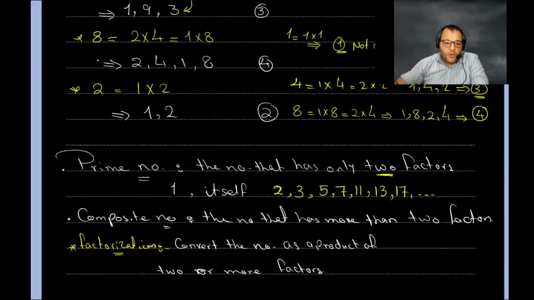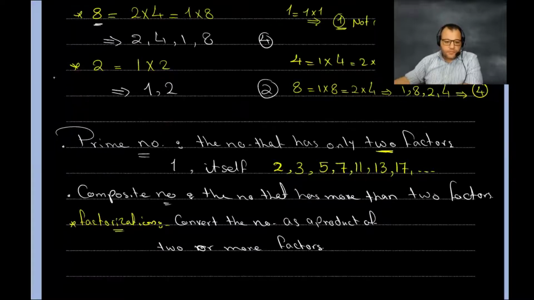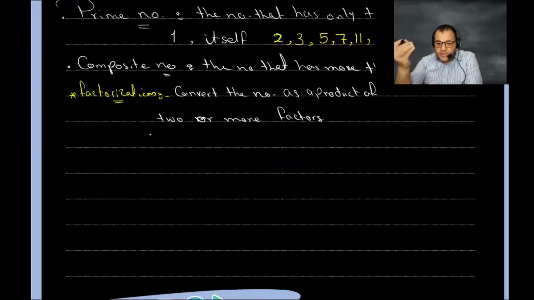As we did now, we said 8, we convert 8, and instead of writing 8, I convert it to be 2 times 4, or I convert 8 to be 1 times 8. It means that I change the form of 8 to a product form. This is the meaning of factorization. So prime factorization is finding the prime factors of the number.